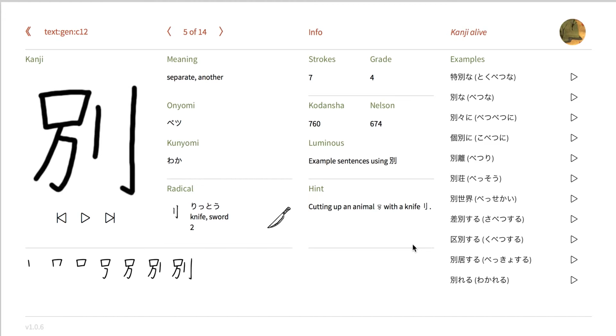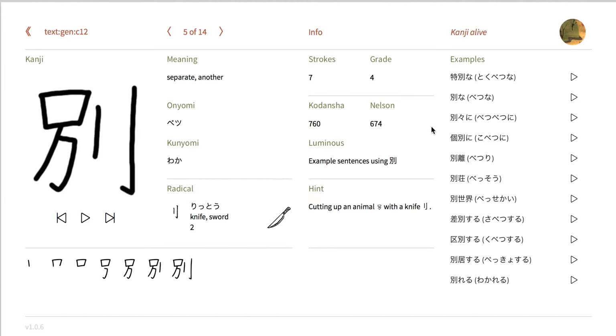Alright, so we have wakareru, to be separated from. We have bitsuni. They don't have just bitsuni. Bitsuni means, with a negative, nothing in particular. We have tokubetsu, which is special or particular. Sabetsu, discrimination or to discriminate.